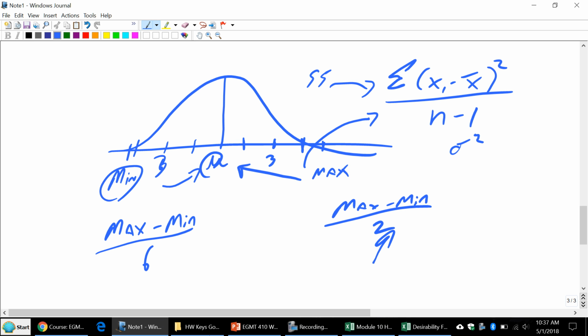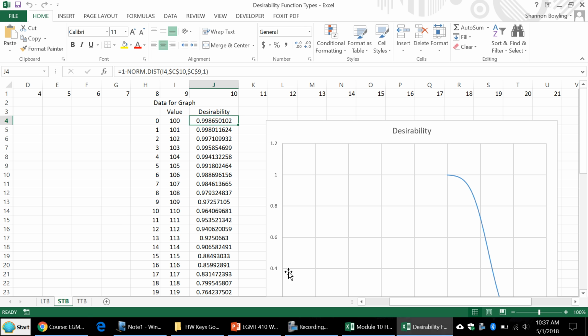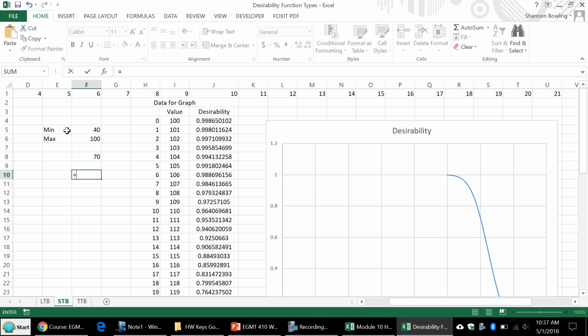Now, so for the cumulative normal, here's all you have to do. Let's suppose I have a min of, I don't know, 40 and a max of 100. Well, what's halfway between these two? 70, right? So watch this. I'm going to come in here and I'm going to type in NORM, N-O-R-M, dot INV for normal inverse.